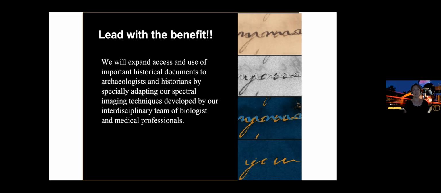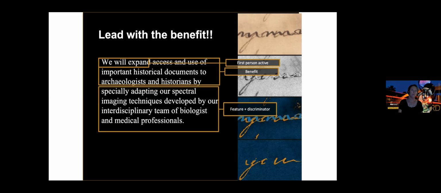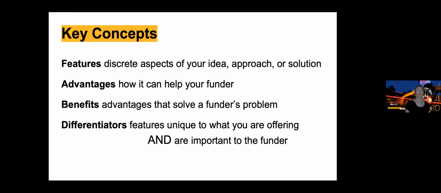Okay, you want to expand access and use of important historical documents, and I'm the National Endowment for the Humanities, or NSF, or I don't know, somebody who cares about archaeologists and historians. I'm listening. So we've got first person active, and we've got our benefit up front. But we're keeping our feature and discriminator. So we're just telling them exactly that you want us on this team. So it just becomes a little bit more powerful of a paragraph. That's all. Okay, key concepts again, pounding it in over and over.